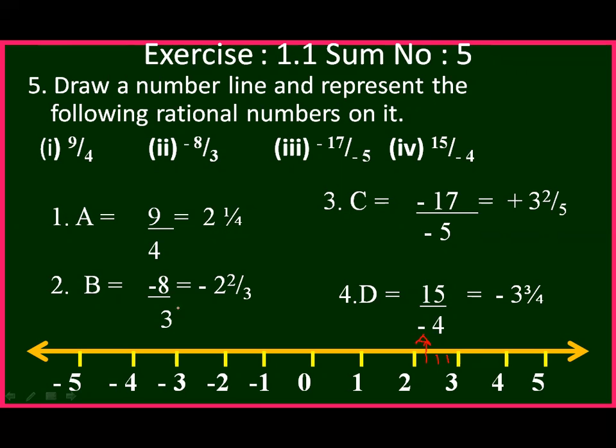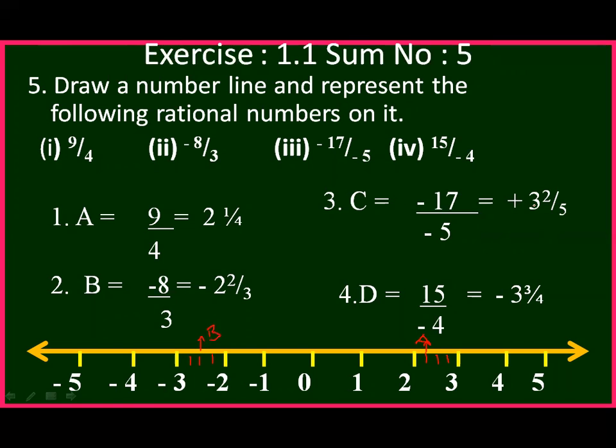So next I am going to go to B. B is between minus 2 and minus 3 and it's divided into 3 parts. So 1, 2 and 3. And then it is in the second position. So 1, 2. So this is the position of B. So B is minus 2, 2 by 3.